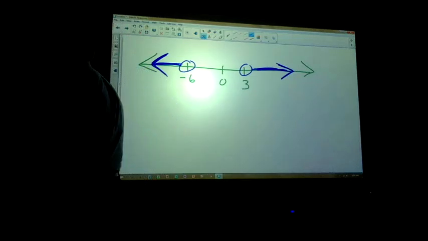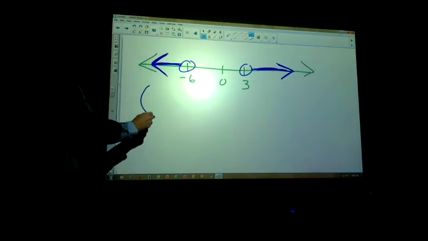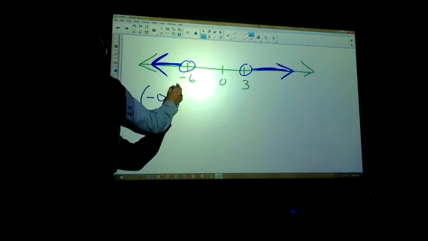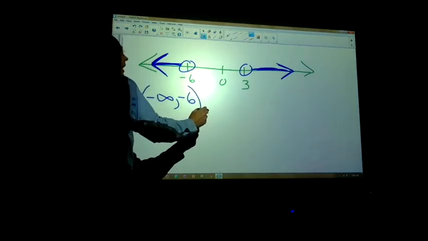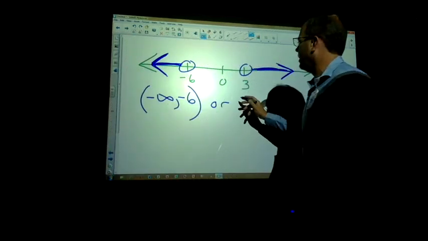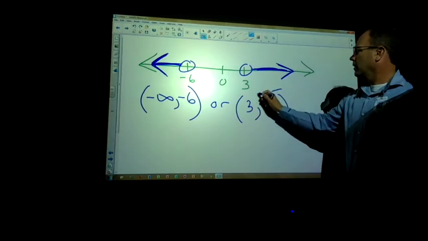Oh, so that's an or problem? Why is it an or problem? They're going opposite. They're not overlapping. Am I including my endpoints? No, they're infinite. No, I am not including my endpoints. All right, so where's this one coming from? Negative infinity. And where's it getting up to? Positive infinity. -6, rounded bracket. What kind of problem was this? Or. Good. And then where am I starting up again? Rounded bracket 3, infinity. And beyond.